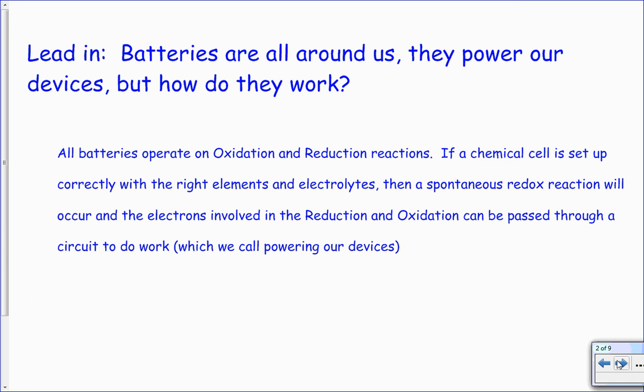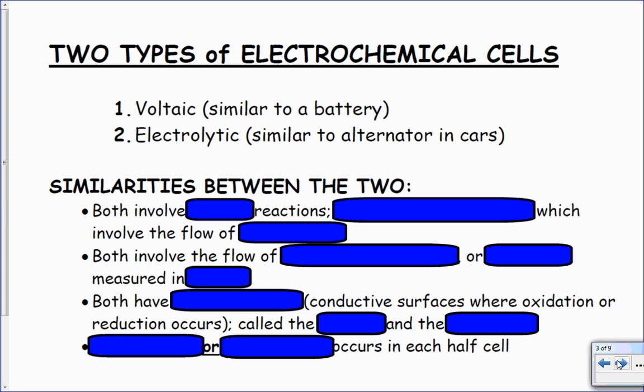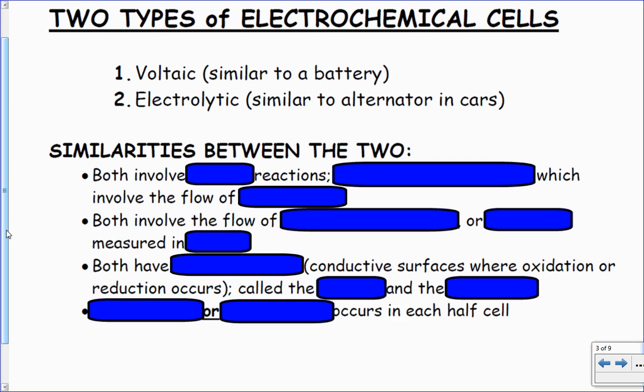Basically, these galvanic cells are batteries, and the spontaneous reaction that we just learned about is what's at work. And the fact that the reaction is spontaneous means the battery works without us telling it to, which is a beautiful thing. There are two types of electrochemical cells. Voltaic is what we're going to work on today. It's basically similar to a battery. The next and last video is going to be on electrolytic.